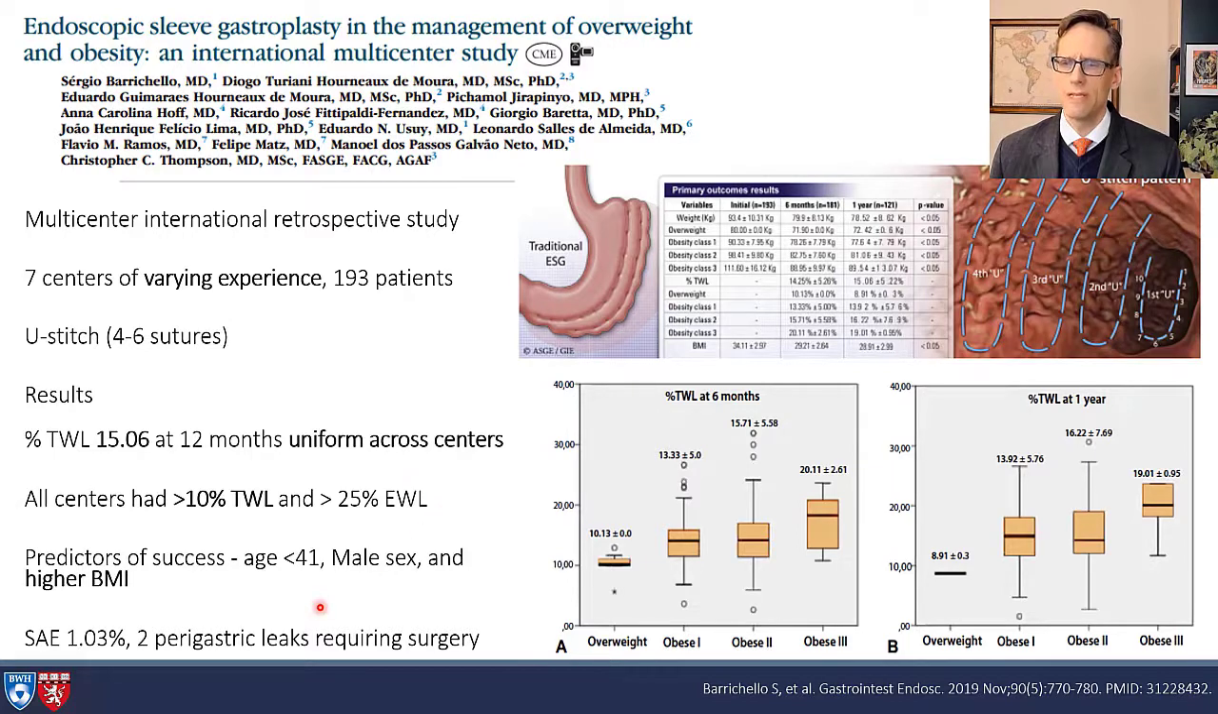Predictions of success were interesting here: age less than 41, male sex, and higher BMI, which was really the first time we're noticing this. The higher the BMI, the more weight is lost. So quite interesting. And again, that SAE rate is still 1.03% with some perigastric leaks. These did require surgery, but again, lots of centers on the learning curve and very consistent results.